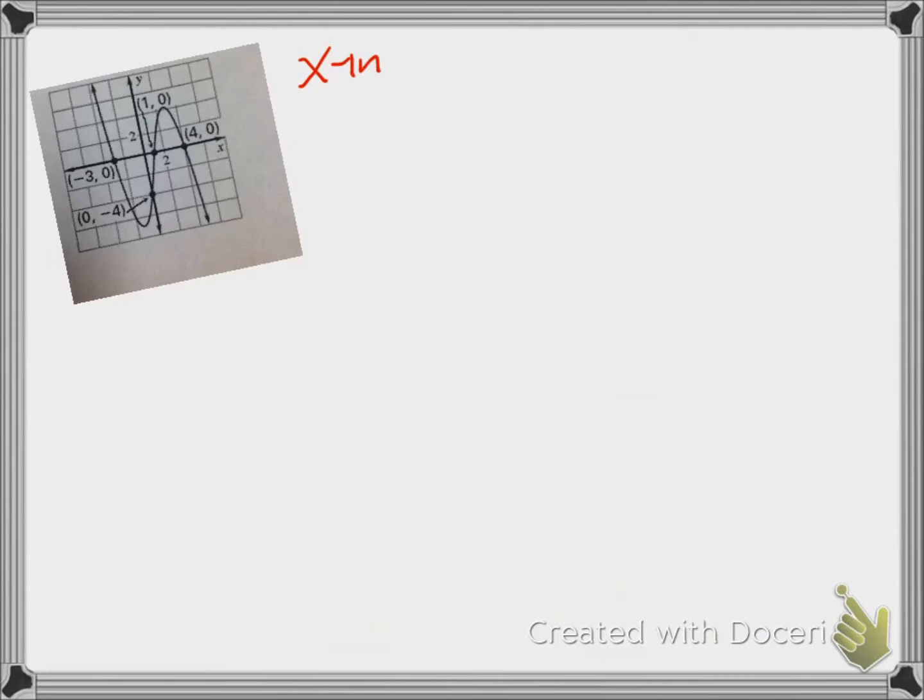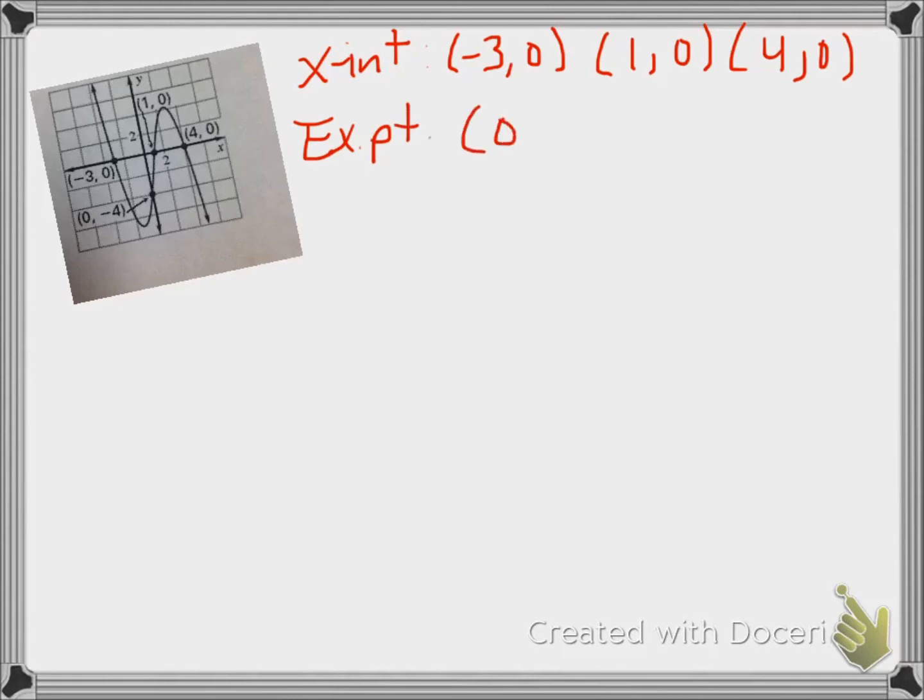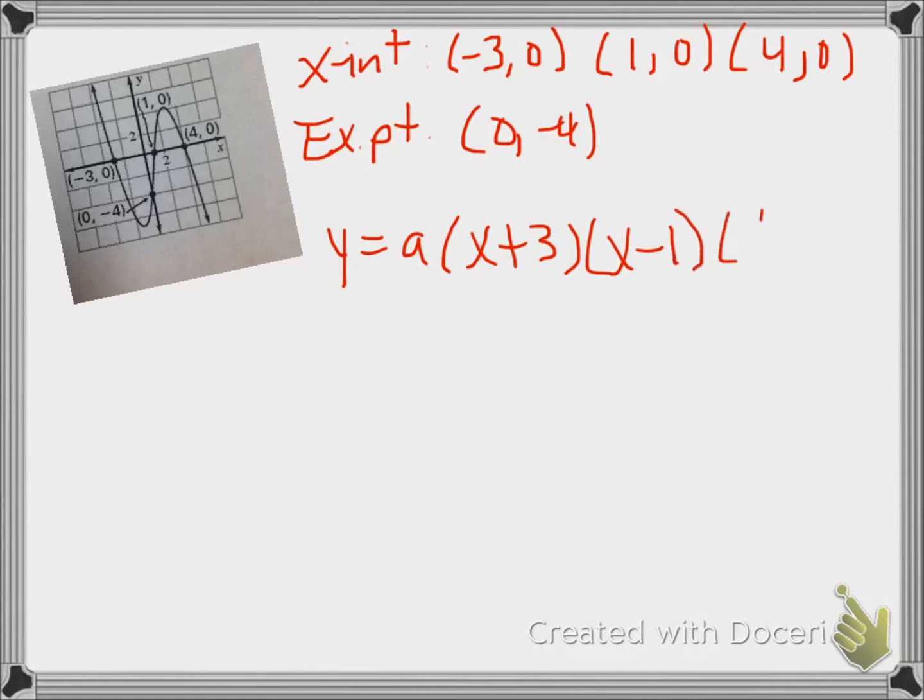Now, the next example, same thing. Let's identify the x-intercepts. So we start off and we have -3, 0. We have a 1, 0 and a 4, 0. So those are your x-intercepts. And then we look for the extra point. The extra point for this problem happens to be 0, -4. Now, that 0, -4, remember, consists of an x and y value. But so far, we know we need to make an equation. So it is y equals a, who we're looking for, set up an equation with everything that we have, x plus 3, x minus 1, and the x minus 4.